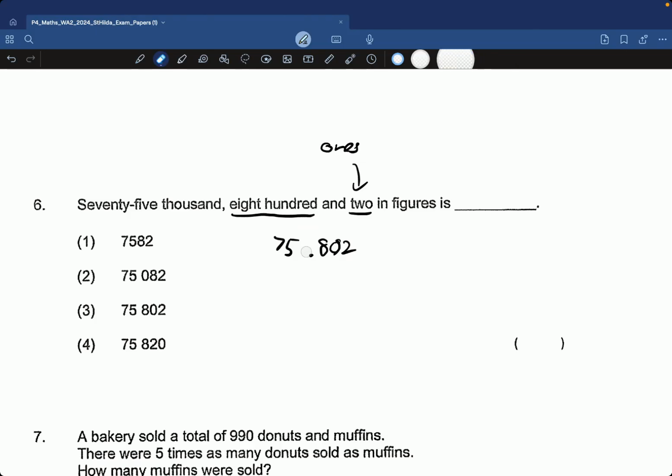Can you see if there is an answer that looks like this without the space itself, right? So let me remove the space. So yes, we do. So the answer is here, 75,000. So the answer is 3 for question 6.